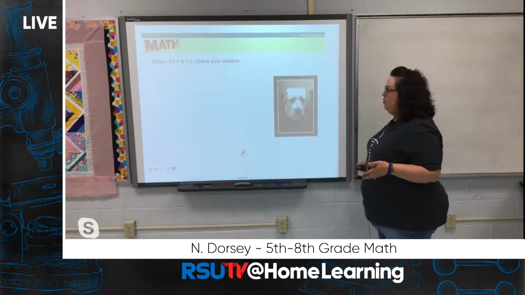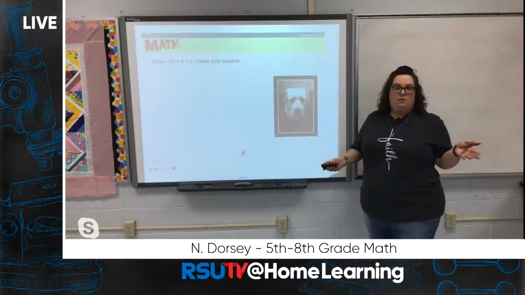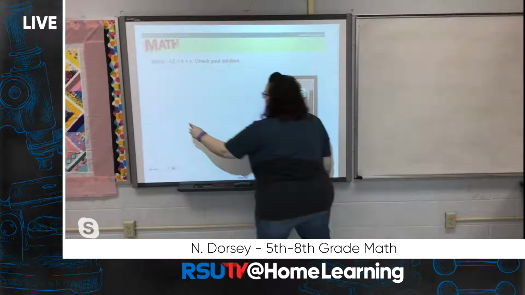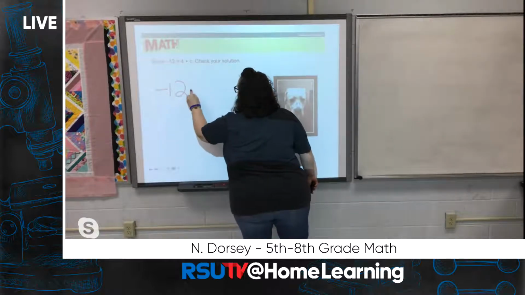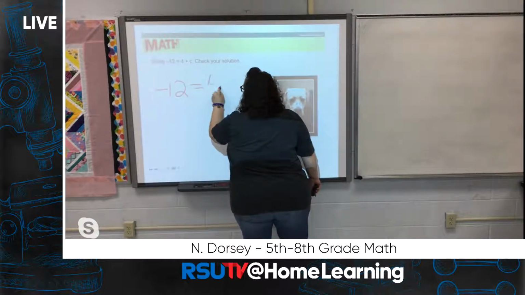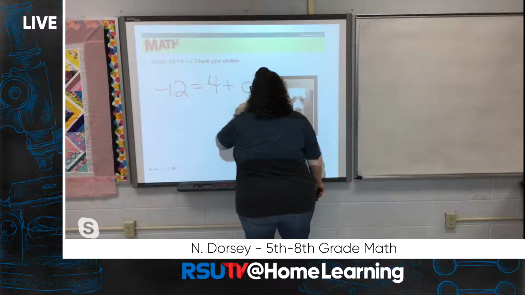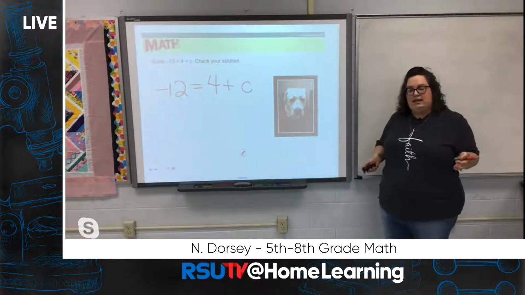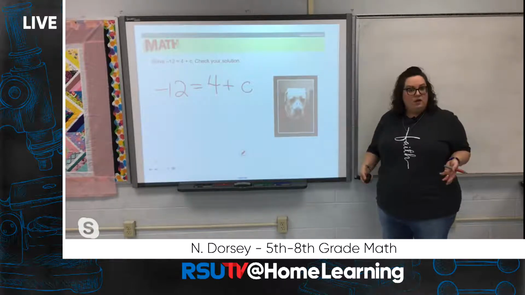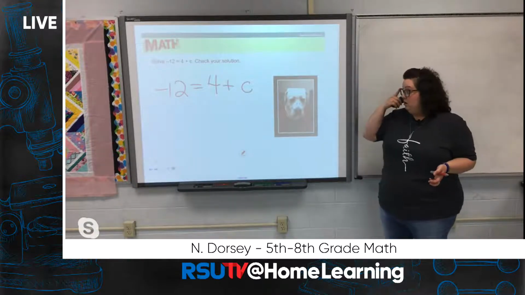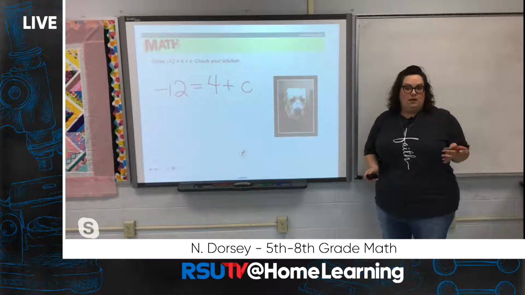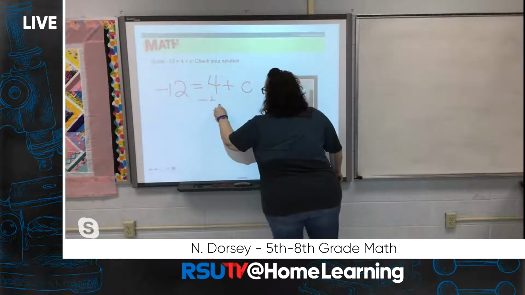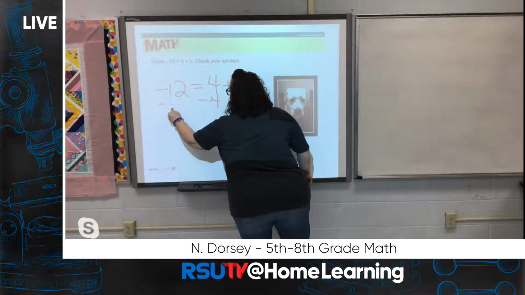So here we have another one where the variable's on the wrong side of the equal sign, so to speak. So I'm just going to rewrite it for you so you can see it. And it's negative 12 equals 4 plus C. So again, think to yourself, what's going to stay? The C. What's going to move? The positive 4. And the positive 4 is going to become, very good, negative 4. So I'm going to subtract 4 on both sides.